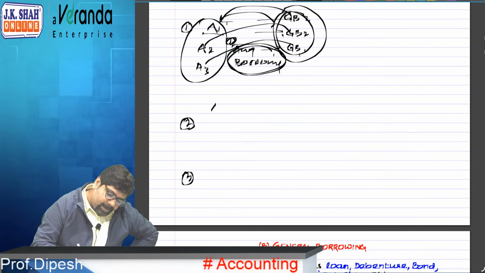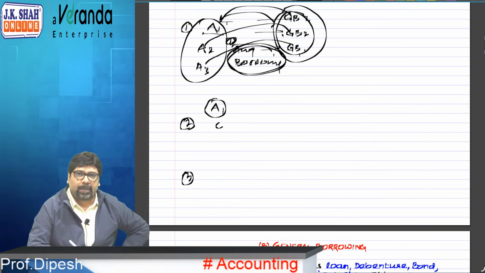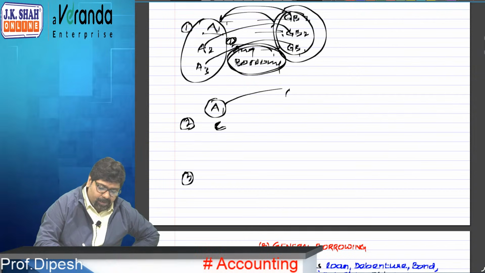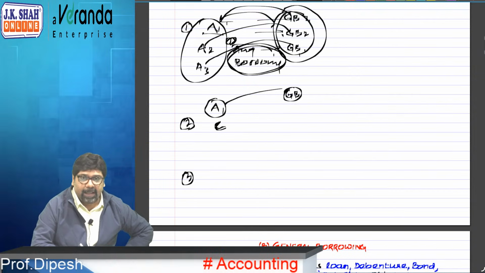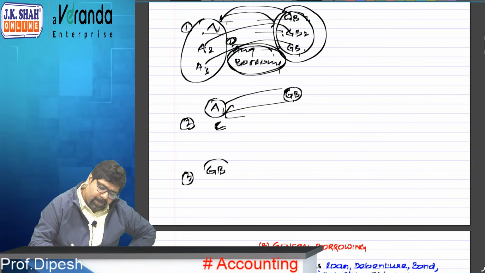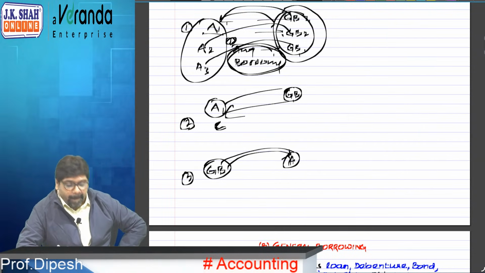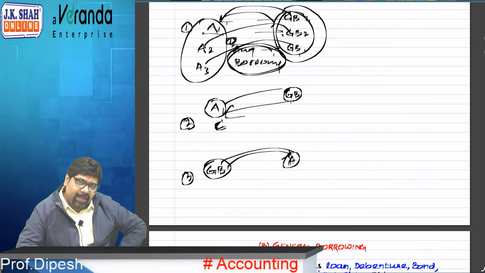Suppose there is asset 1, and construction has started going on, and then we took a loan, general borrowing. Will the interest on this loan be capitalized? Yes. Suppose we have taken a loan and after a long time later we started the construction. Will the interest be capitalized? Yes, because whatever loan we have taken is for construction of the asset only.